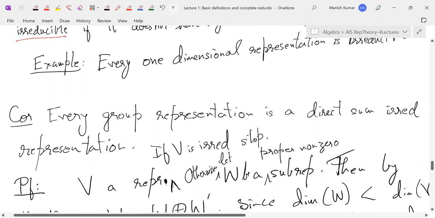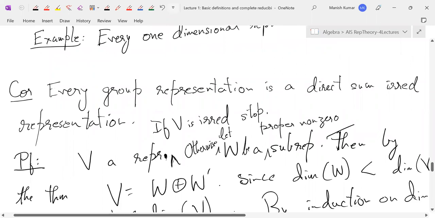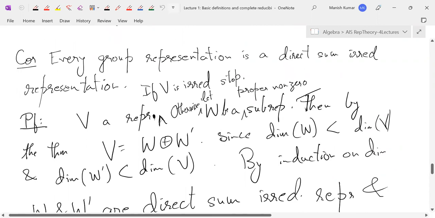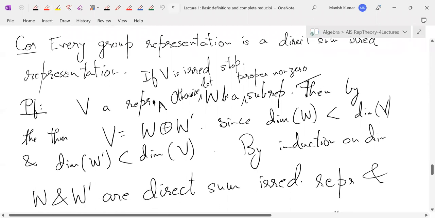So the proof is pretty standard, after the theorem. You start with some representation V. We want to prove that it's a direct sum of irreducible representations. If V is irreducible, you don't have to do anything. Otherwise, let W be a proper non-zero sub-representation of V. Then the theorem tells us that we can write V as W plus W prime, where W and W prime are both sub-representations of V. Since the dimension of W is less than V and the dimension of W prime is also less than V, and they are both non-zero, by induction hypothesis on the dimension of V, we can write both W and W prime as a direct sum of irreducible representations, and hence V will be a direct sum of irreducible representations.